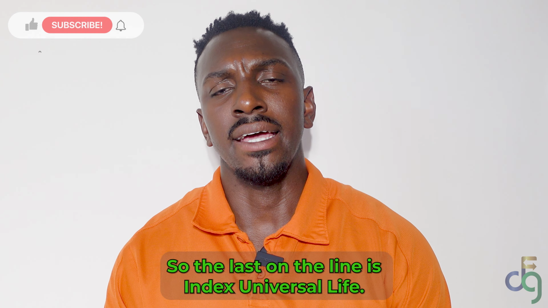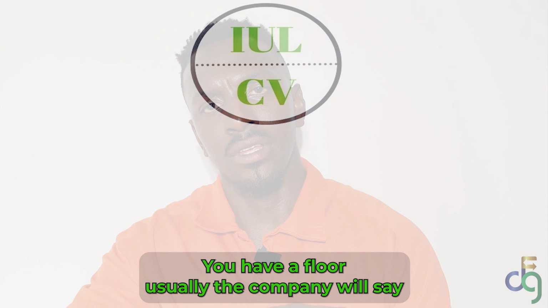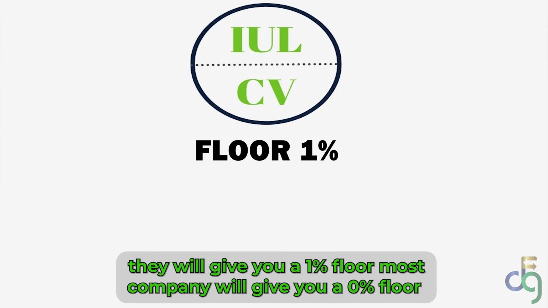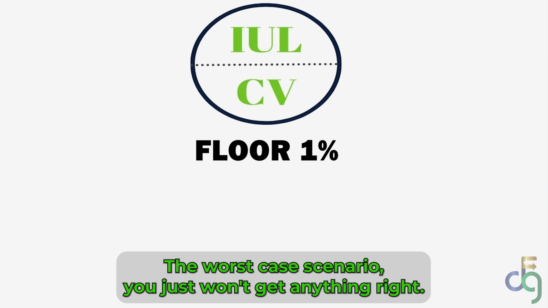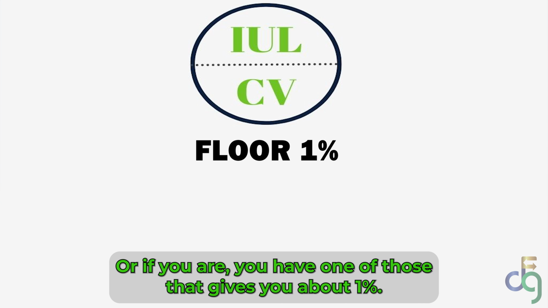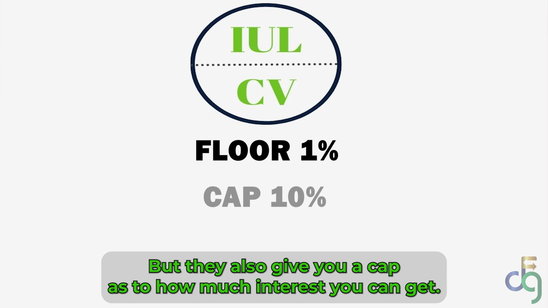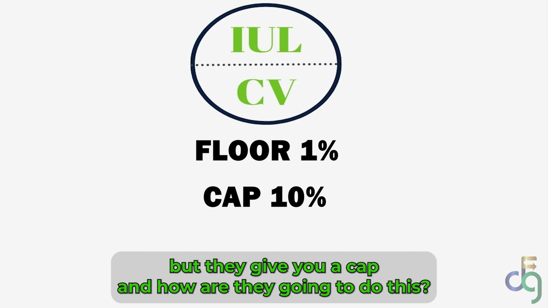So the last on the line is index universal life. Index universal life is pretty special. You have a floor. Usually the company will say they will give you a 1% floor. Most companies will give you a 0% floor, meaning in negative years you don't get affected. The worst case scenario, you don't gain anything, right? Or if you have one of those that give you that 1%, you would gain 1% when there's nothing. But they also give you a cap as to how much interest you can get. And sometimes this cap might be 10, 12%, some may be higher, some may be lower, but they give you a cap. And how are they able to do this?